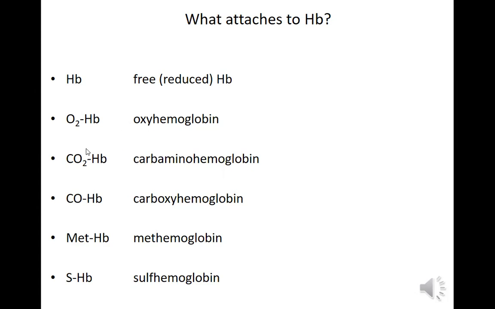Whereas carbon dioxide, 70% of the carbon dioxide in your blood is carried on the bicarbonate ion, making carbonic acid. 23% is bound to hemoglobin through carbaminohemoglobin. 7% is dissolved in the plasma. So carbon dioxide has a higher solubility coefficient than oxygen does in the plasma, which is mostly water. Right? These are lipid soluble substances, these gases, oxygen and carbon dioxide.